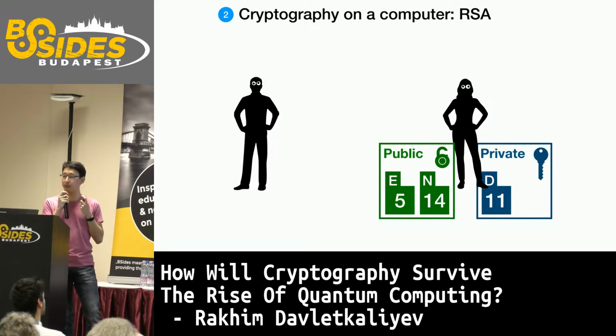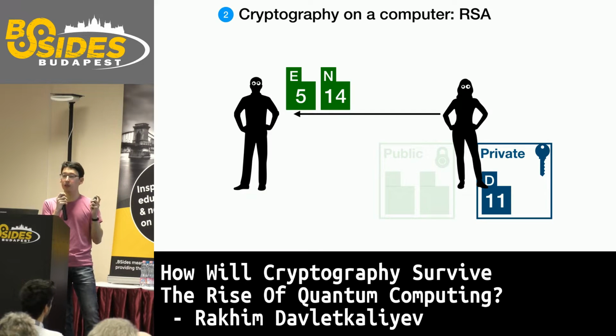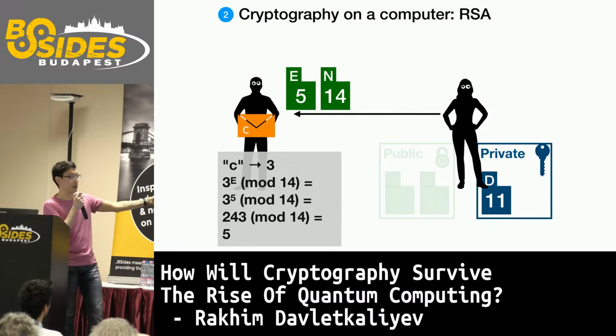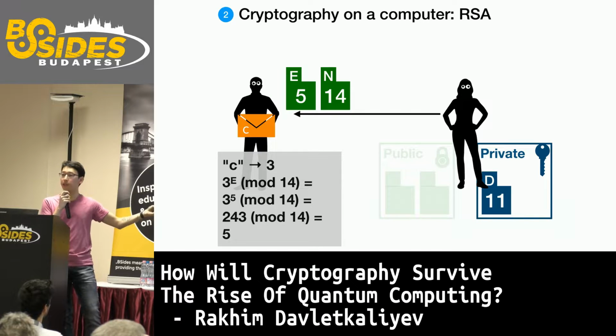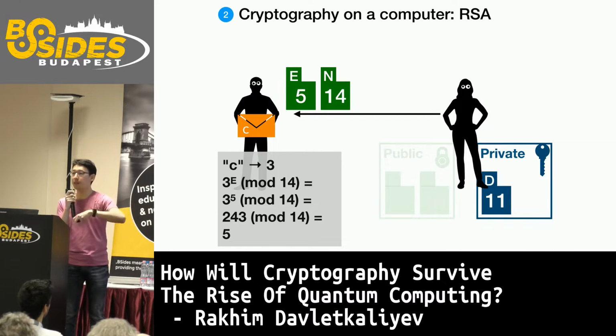I want to send her a private message. So I take her public stuff, the 5 and 14, and now let's say I want to send her a simple message, the letter C. I convert it to a number any way I want, maybe UTF, like Unicode or whatever. I convert it to number 3 because C is the 3rd letter of the alphabet. And then I take 3, raise it to the power of that E, 5, and take the result mod 14. And mod 14 is the remainder after integer division. So we have 243, we divide it by 14, we get the remainder 3.